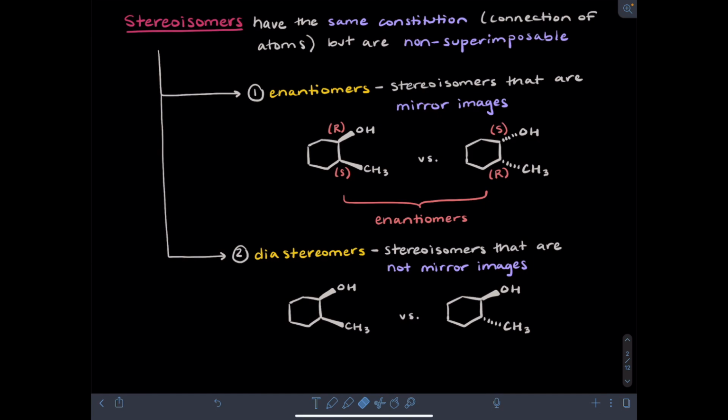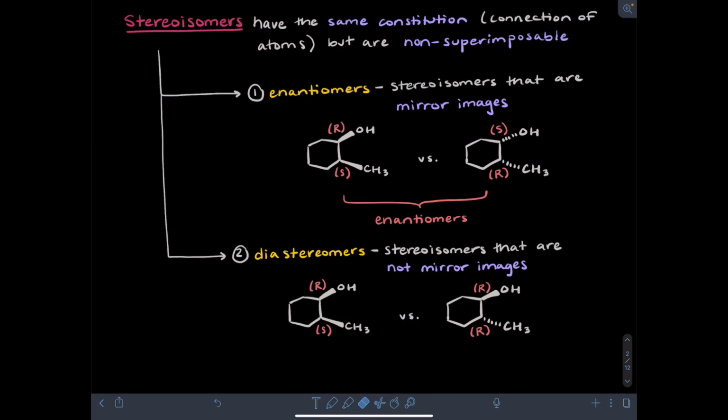Now let's consider these two molecules. I have a wedge OH and a wedge CH3 in the molecule on the left, and now in the molecule on the right, I have a wedge OH and a dash CH3. The molecule on the left is the same molecule that I'd drawn above on the left, and so the configurations are the same. R for the carbon with the OH group and S for the carbon with the methyl group.